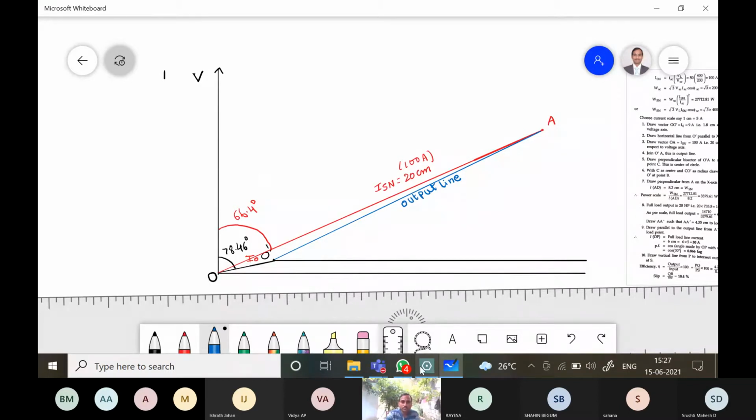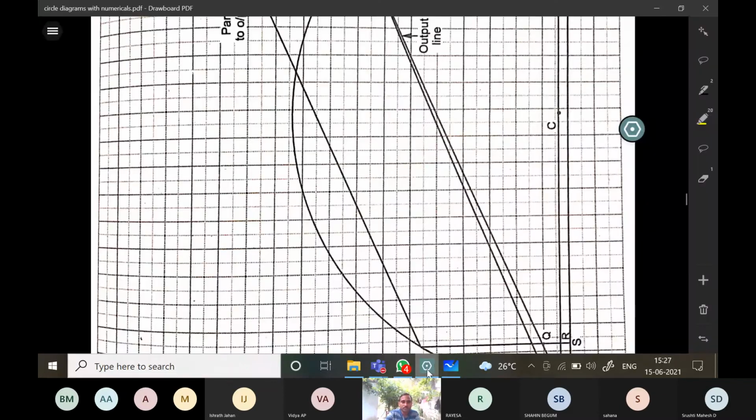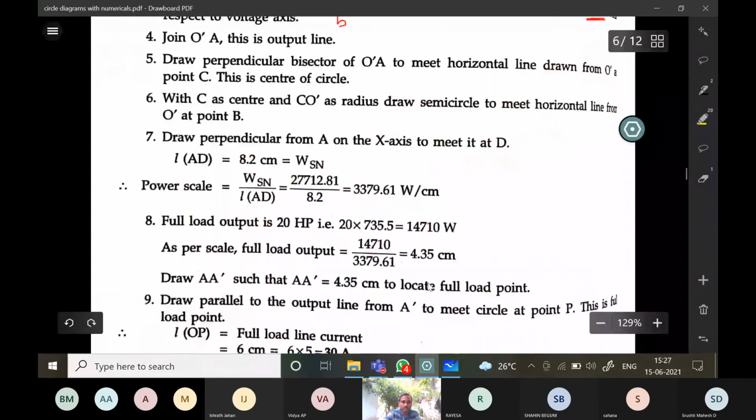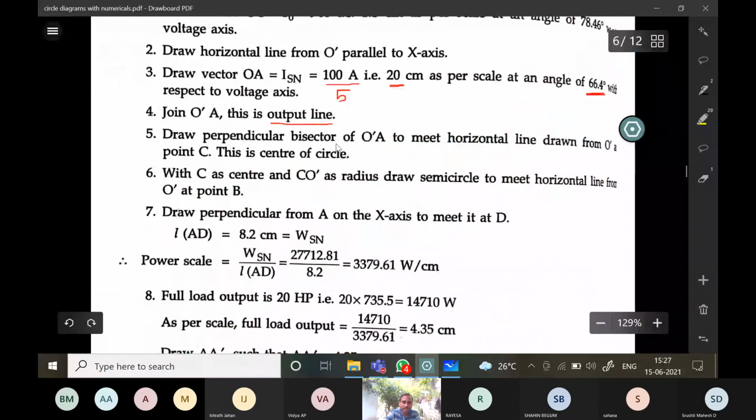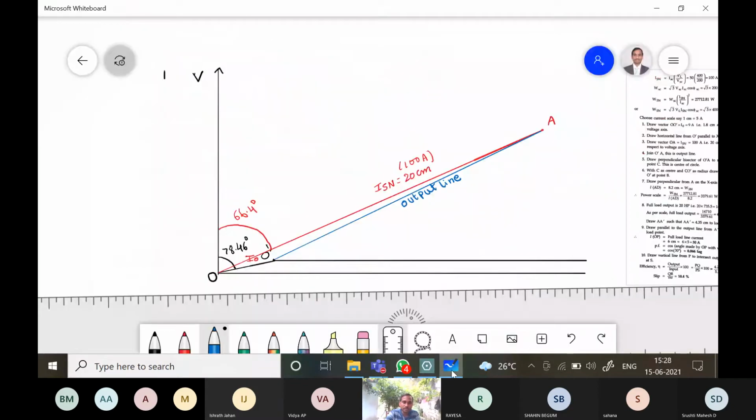Now after this, that is the output line, draw the perpendicular bisector of O dash A to meet the horizontal line drawn from O dash, at a point C. This is the center of the circle. So now you take a perpendicular bisector.